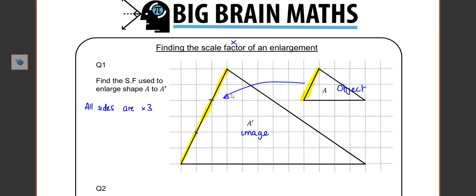Okay? And just one thing to add, what do you notice about those sides compared to each other? Just a little side note. The sides are, okay, we would also say parallel. So that side and that side are parallel. That's how you know if you've done an enlargement correctly. So I can compare different sides.